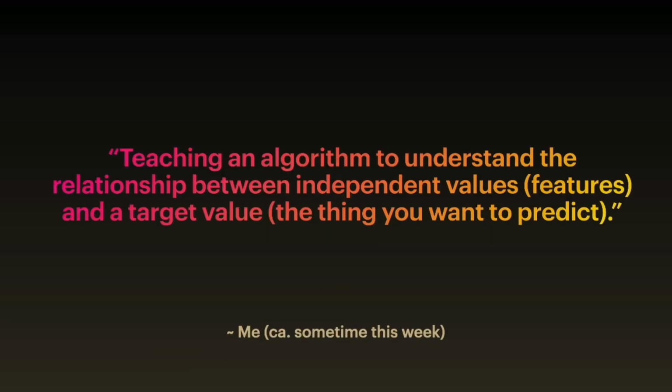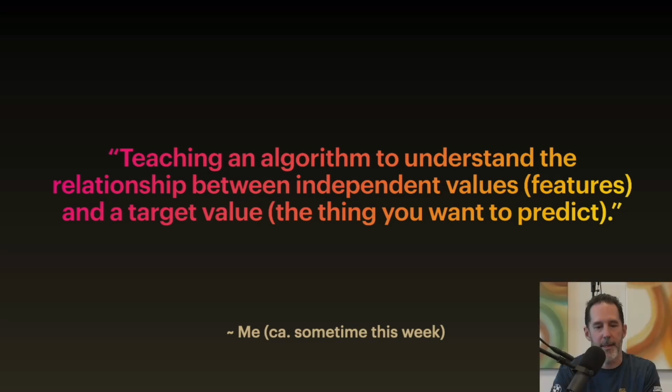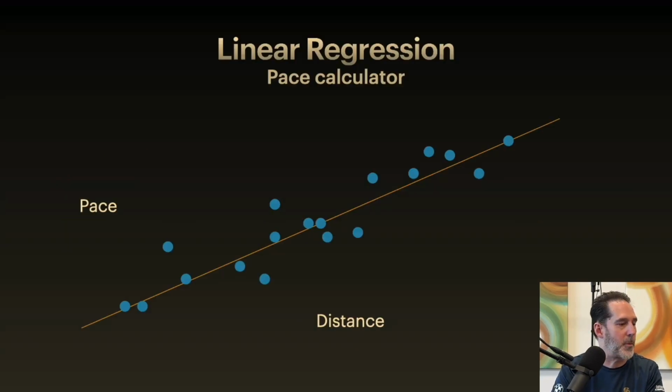What is a regression model? Well, it's about teaching an algorithm to understand the relationship between an independent value and a target value. Well, great. How could I use something like that to predict a result? Well, here's one way. Companies like Strava and Nike have collected data on runners for years. If you plot enough of these data points, you can accurately predict the average pace for nearly any distance.